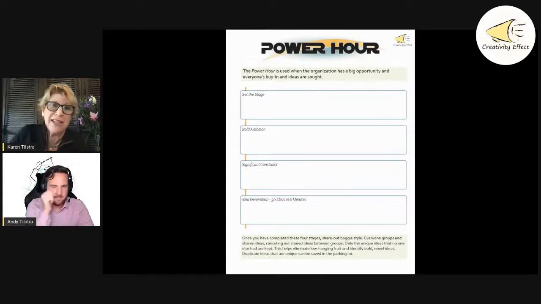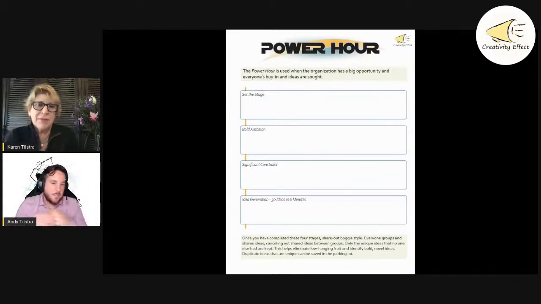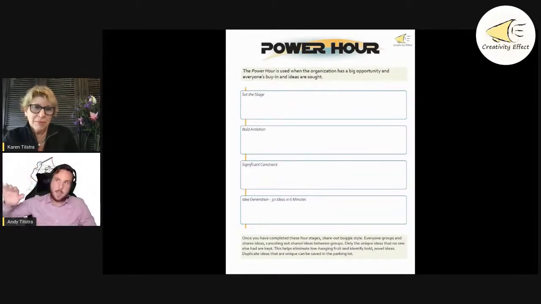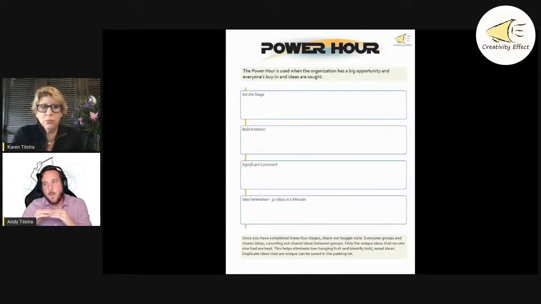And Andy, how do they do that? So wrapping up the Power Hour is done in a fairly fun way. We do it in a Boggle style. With all the participants, we start with one group and they say what ideas they had. If any ideas match another group's, they cross it out. So in Boggle, if you have the same word as someone else, both are nullified. With these ideas, we're hoping to weed out the common thought ones or the low-hanging fruit, and we're looking for more interesting, specific, or original ideas moving forward.